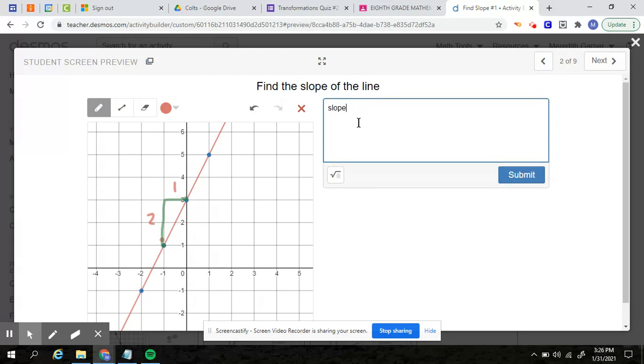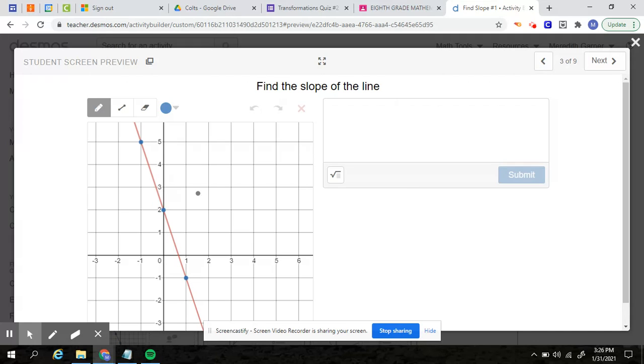So remember, slope is equal to rise over run. So in this case, m, which is our variable for slope, is equal to 2 over 1. Remember, 2 divided by 1 is just 2. So this line has a slope of 2.